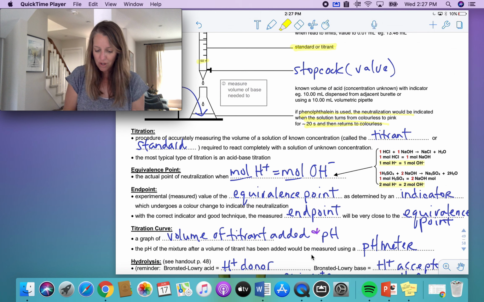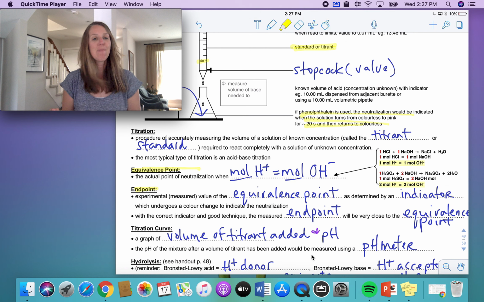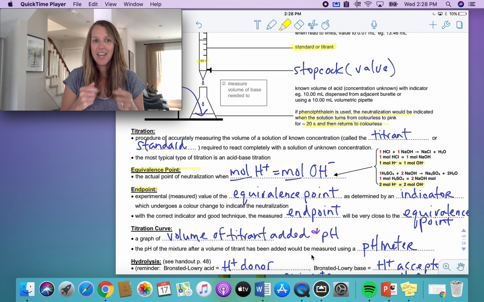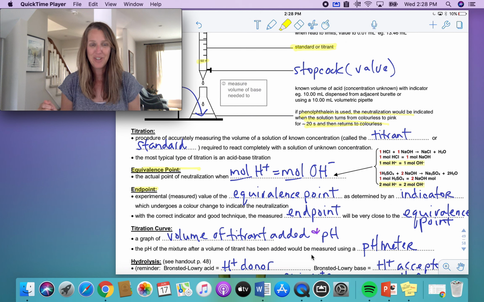Okay, what do we call this thing? The equivalence point, and how is that different from the end point? Your equivalence point is when your moles of hydrogen ion equal your moles of hydroxides. Experimentally, when we do this in the lab, we're looking for the end point. So the end point is really the equivalence point, but we've used an indicator to tell us that that's when the equivalence point is. So yes, it's the same thing, but we just call it the equivalence point, and we've used an indicator to tell us that it's the end point.